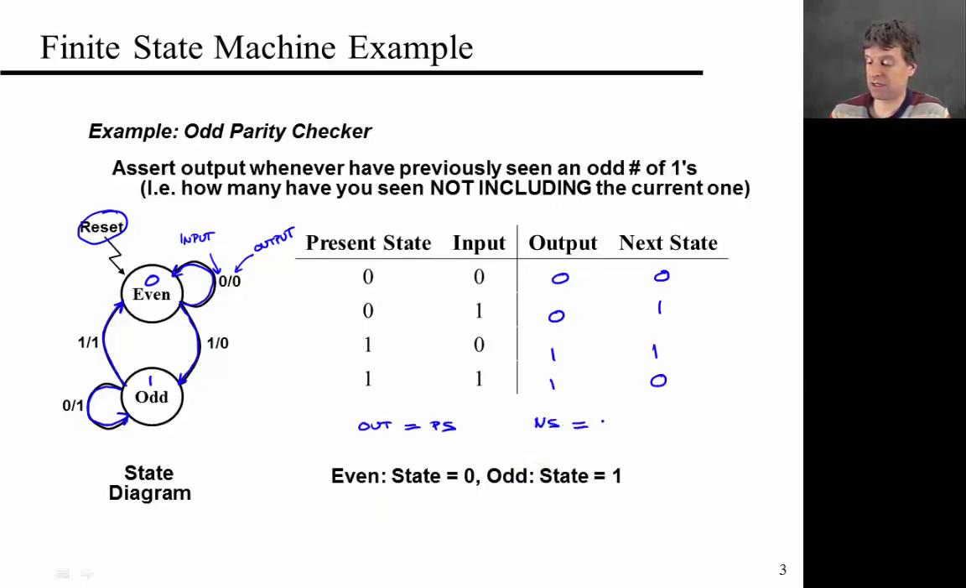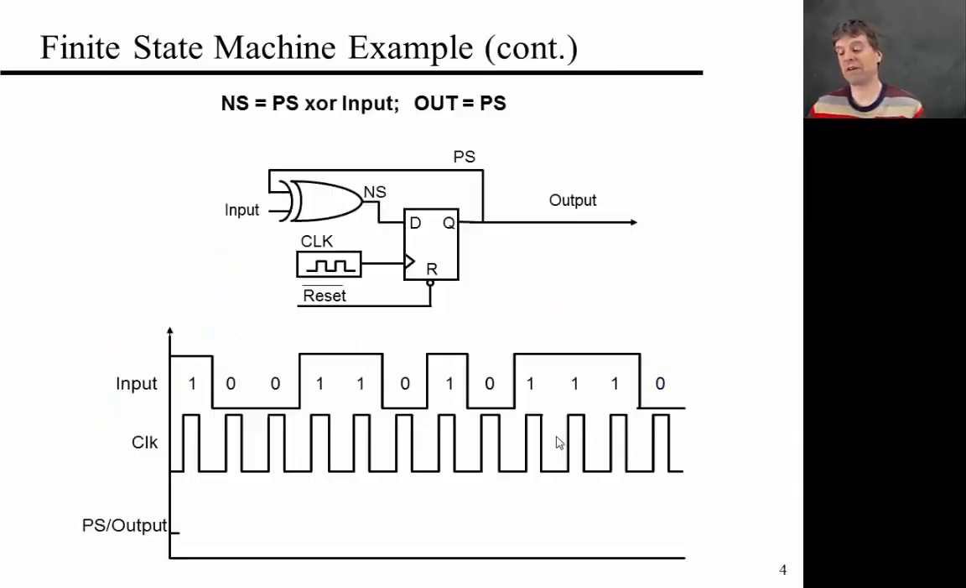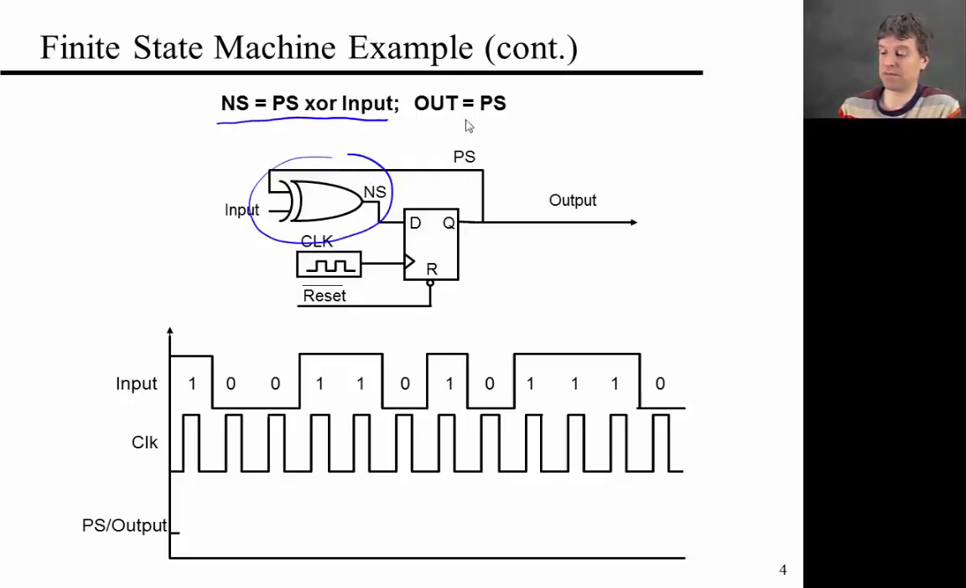Next state is present state XOR in. Okay? So that's essentially, now that you have this, you can go and actually design your circuit. So this is what the circuit is going to look like at the top here. These are the two relationships we just derived. Here, of course, you see the XOR gate calculating next state. Output is just present state, as shown here.